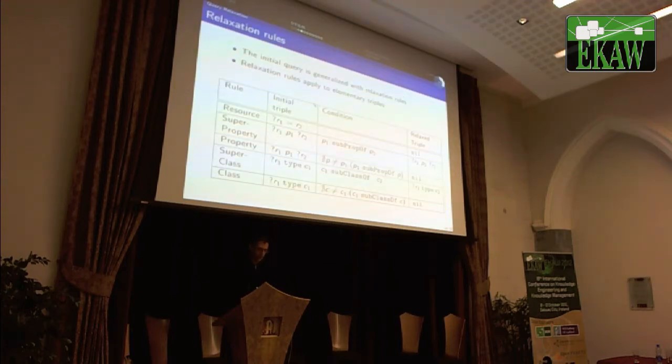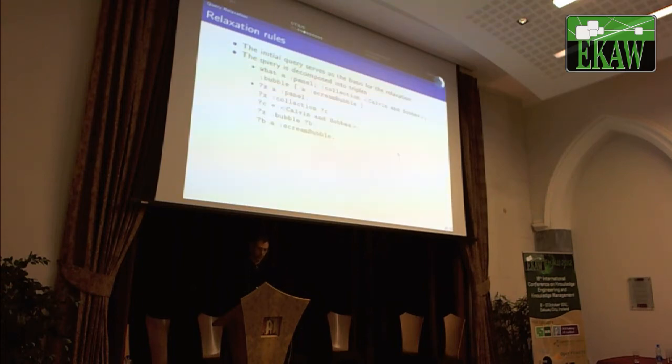We have defined a number of relaxation rules, so the way we can relax or generalize the query. I won't get into the details, but the idea is that you can replace a property by a super property, so a more general property, and you can replace a class by a super class. And you can also simply forget about some information, remove some information from the description, from the query. So the initial query serves as the basis for the relaxation. And then the query is decomposed into triples so as to apply relaxation to each triple in all possible combinations.